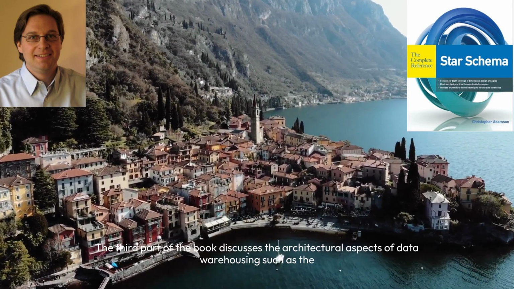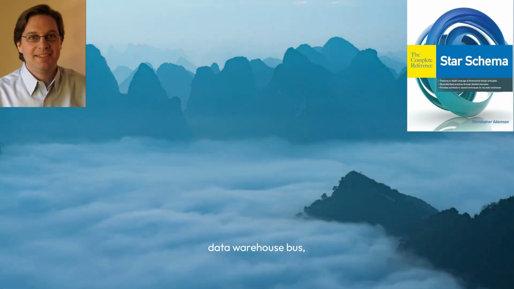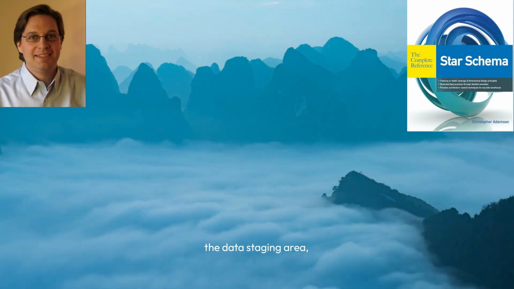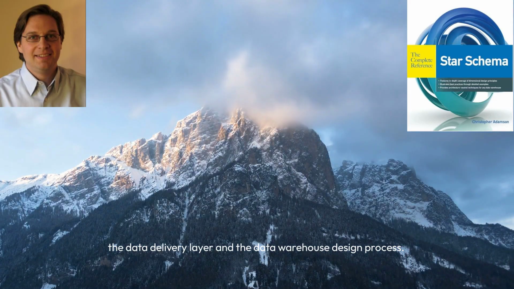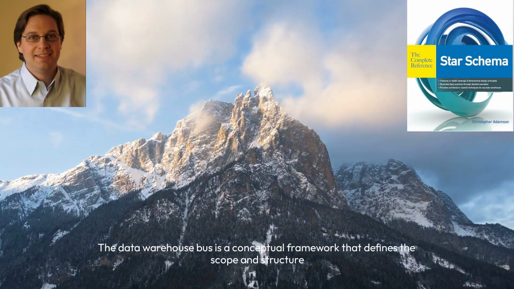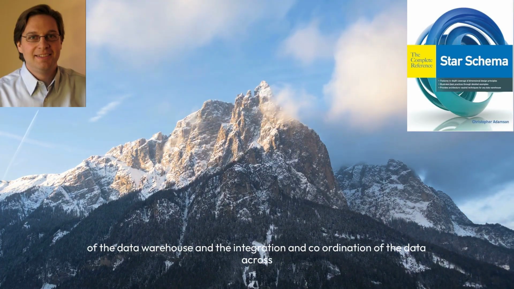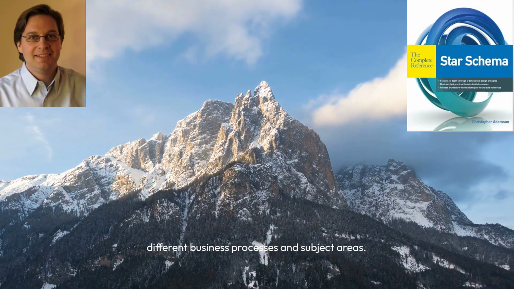The third part of the book discusses the architectural aspects of data warehousing, such as the data warehouse bus, the data staging area, the data delivery layer, and the data warehouse design process. The data warehouse bus is a conceptual framework that defines the scope and structure of the data warehouse, and the integration and coordination of the data across different business processes and subject areas.